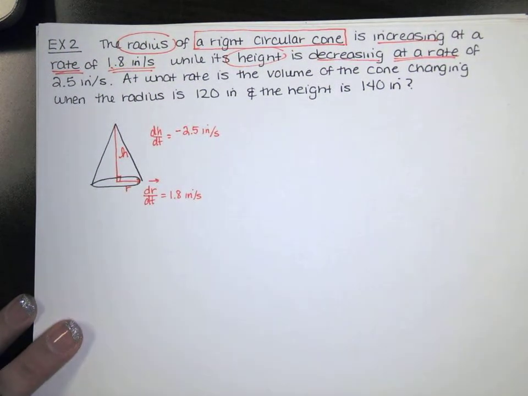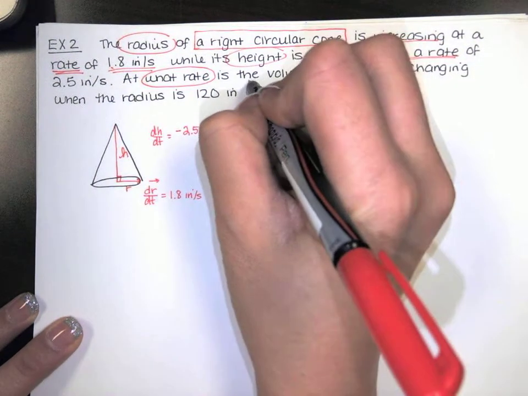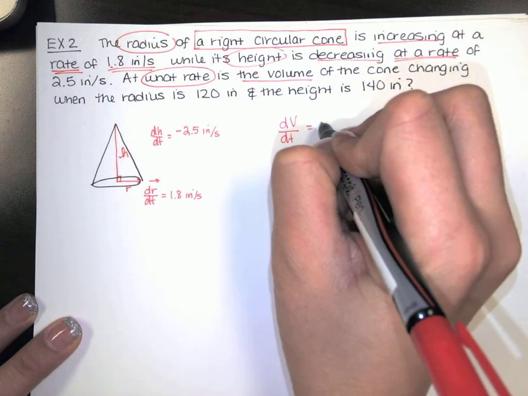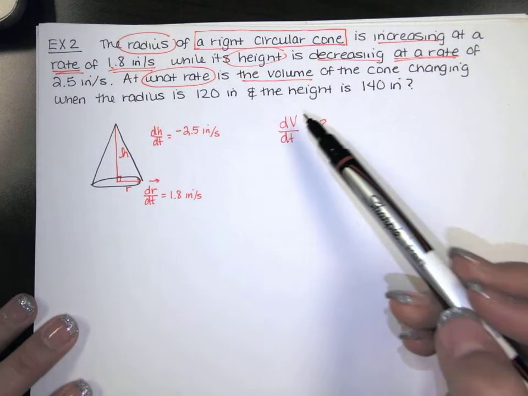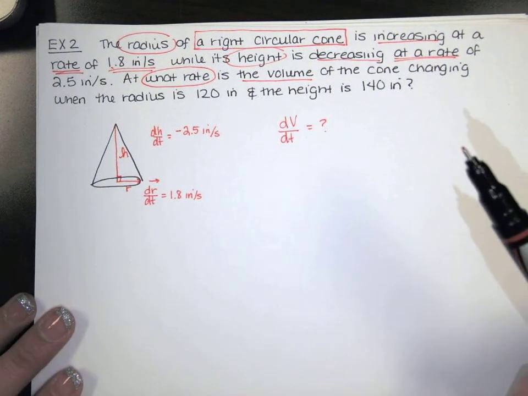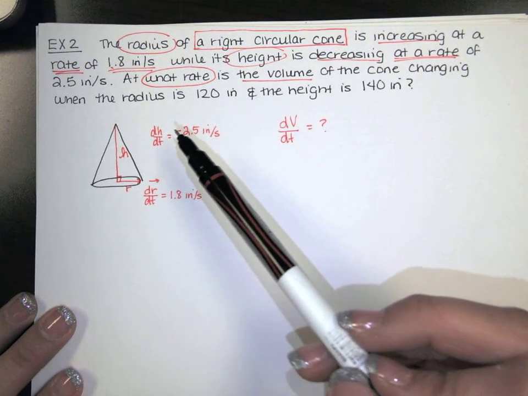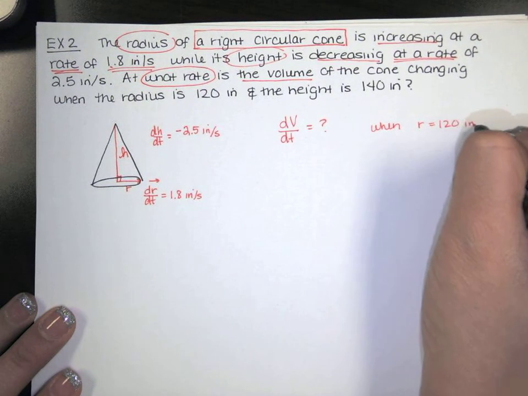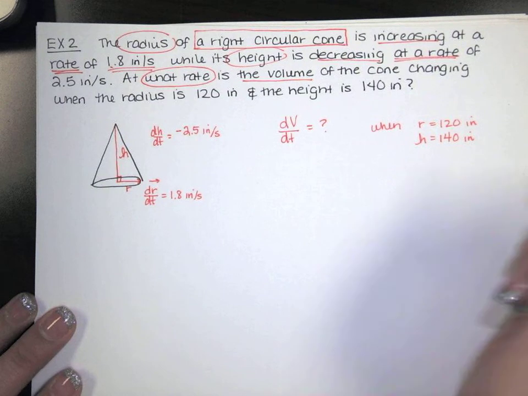Then the question says, at what rate is the volume of the cone changing? So at what rate? They're asking us for a derivative of volume. So I have to translate this question into mathematics. I need to know, what are they asking me for in terms of the variables in my problem? So at what rate is the volume changing when the radius is 120 inches and the height is 140 inches? Okay, so that's the question.